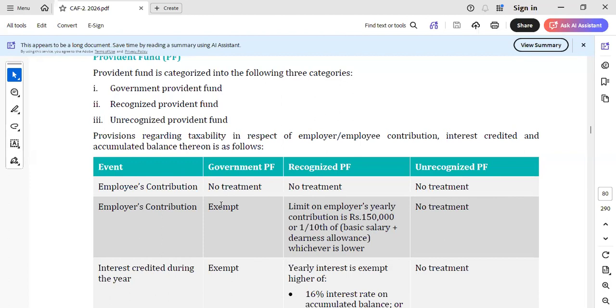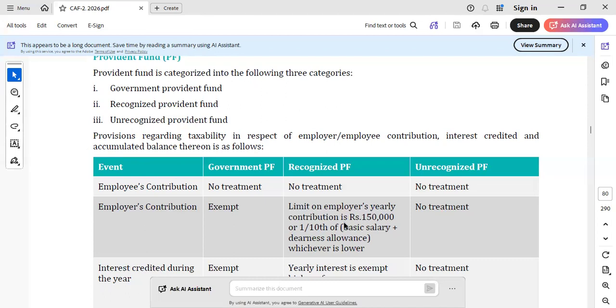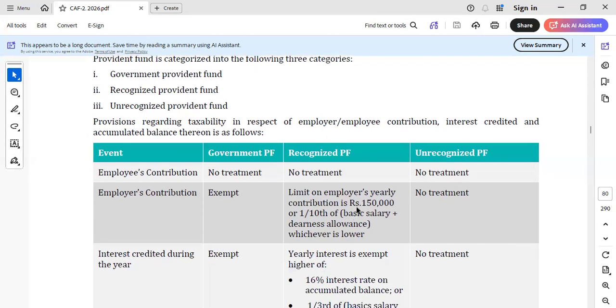In the case of the employer's contribution, government provident fund is exempt, and in the case of recognized provident fund, that is recognized by the Commissioner of Income Tax, if it is proven by the commissioner, then there is an exemption up to 1,50,000 or 1/10 of the basic salary, whichever is lower. So the exemption would be limited up to 1,50,000 or 1/10 of basic salary, whichever is lower. And in the unrecognized provident fund case, there is no treatment.